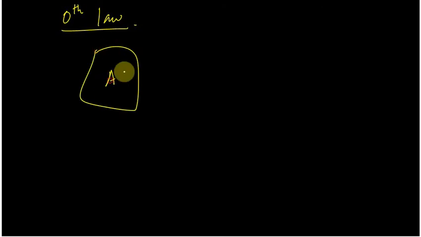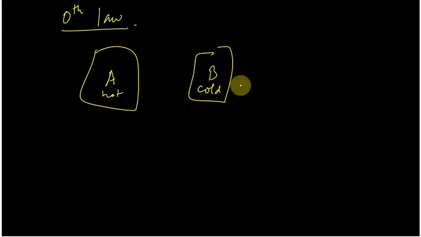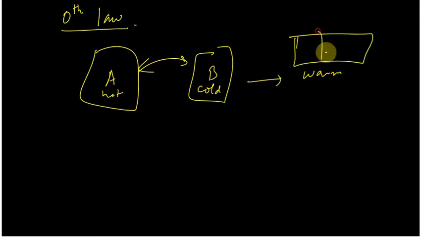So let's then come to the zeroth law. Let's say we've connected two bodies. One body is A, which I say is hot, the other body is B, which is cold, and then I connect these two together. Bring them close, and of course finally they'll become warm. A and B, both of them will attain some kind of an equilibrium.